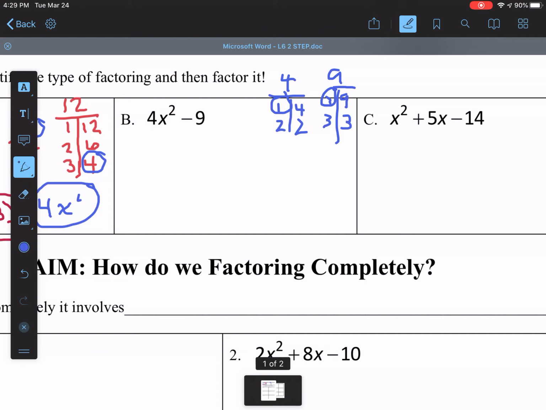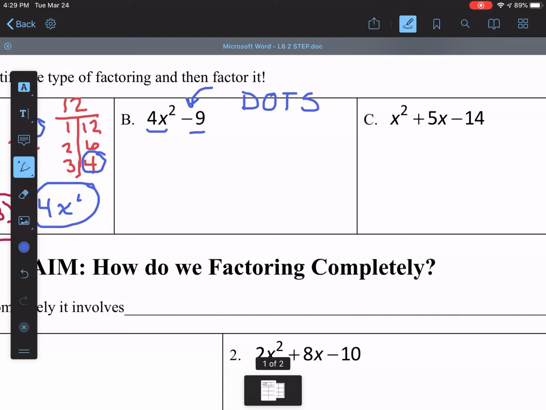So let's move on and think about our next type of factoring, which is difference of two squares, okay? Now, if you look at this binomial that we have, it's a difference, we have the subtraction symbol, okay, so there's two pieces, and then are these perfect squares? So 4 is a perfect square, x squared is a perfect square, and 9 is a perfect square. So this is going to be DOTS factoring, DOTS.